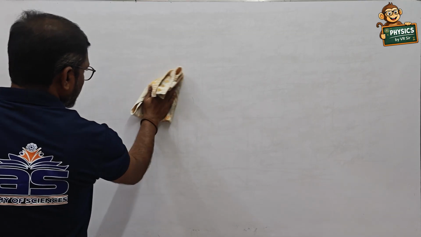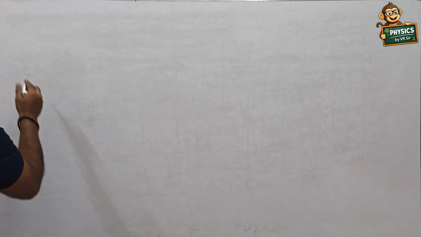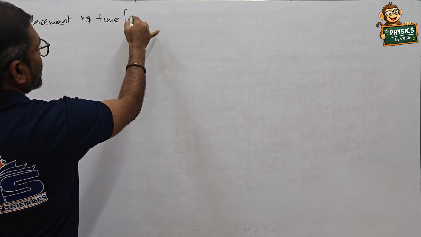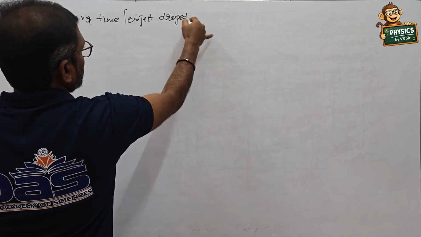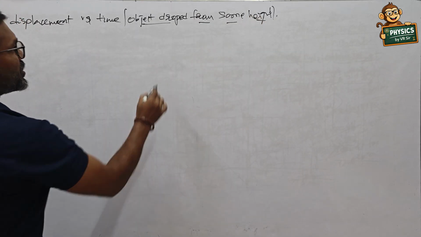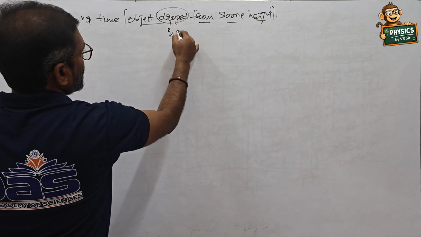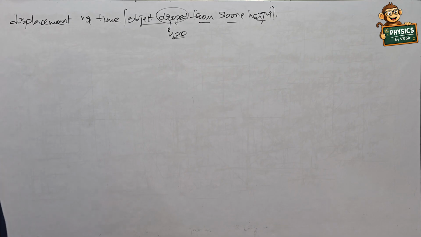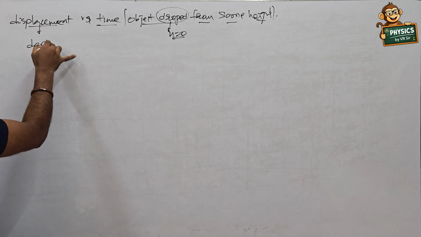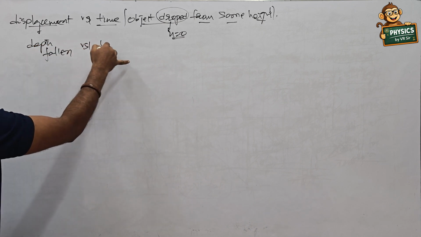Let's take another topic, like displacement versus time in the case of an object dropped from some height. When an object is dropped from some height, we know u is equivalent to 0. Initial velocity is 0. Still, it is a best example for constant accelerated motion. So displacement in this case, we need to understand, is depth fallen versus time.